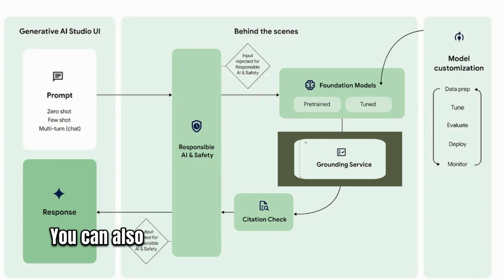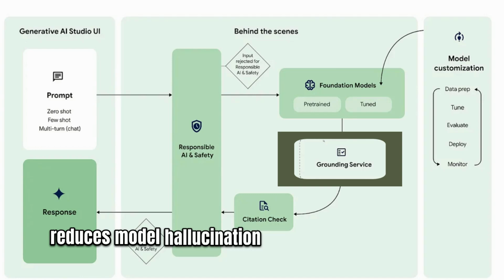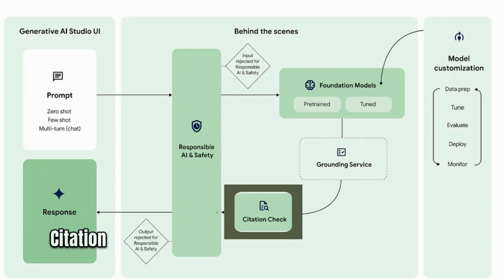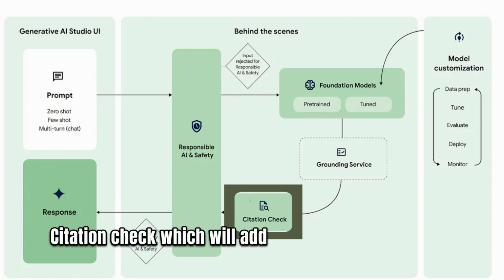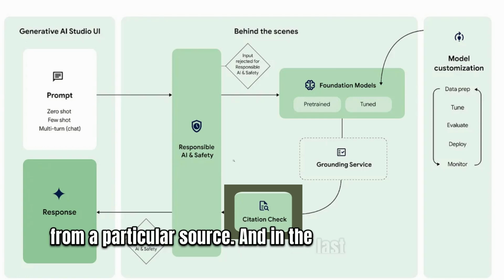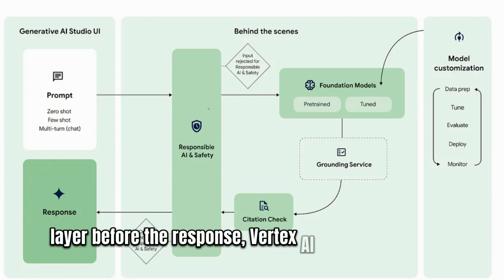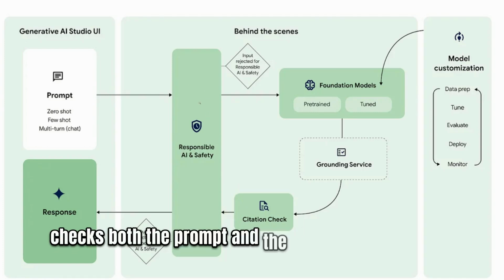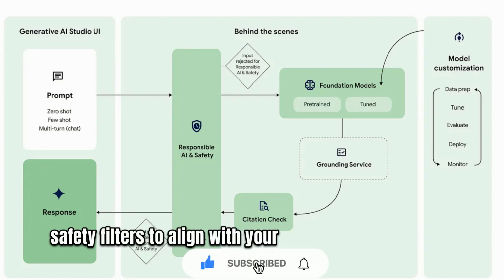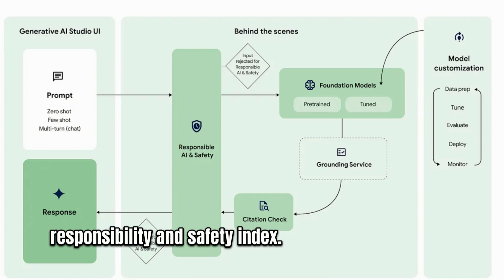You can also leverage Vertex AI's capabilities such as grounding, which reduces model hallucination and aligns your data to multiple sources of truth, including your own data corpus, or citation check, which will add citation metadata to your response if a significant part of your response comes from a particular source. And in the last layer before the response, Vertex AI checks both the prompt and the response to ensure that they pass through the safety filters to align with your responsibility and safety index.